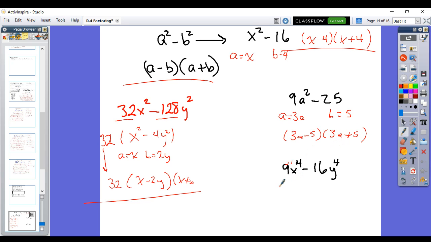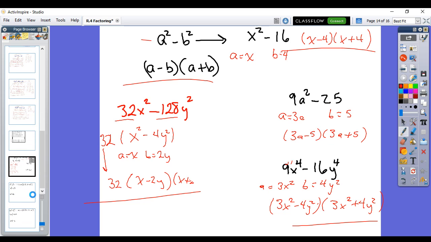Same thing right here. What's our a value? 3x squared. What's our b value? 4y squared. You put it in our equation. 3x squared minus 4y squared, and 3x squared plus 4y squared. There we go. So that's this type of factoring, difference of squares, right here.